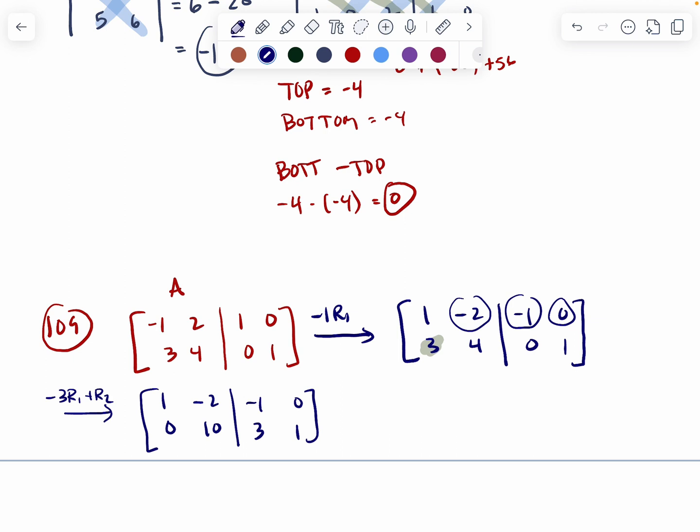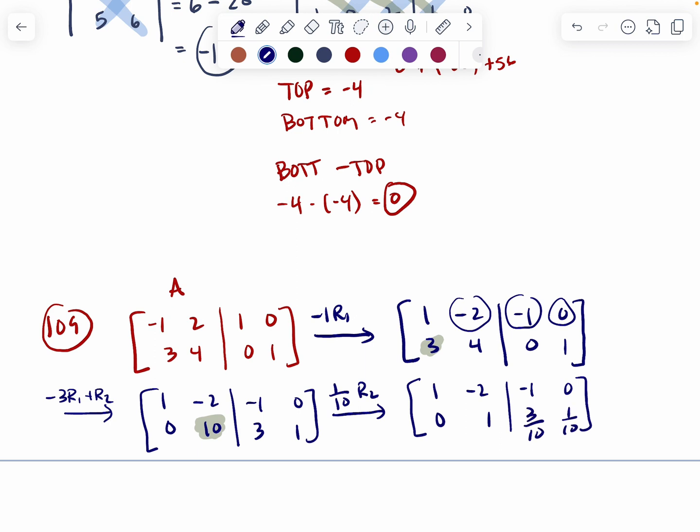Now the next one you want to make is this one. You need to make that a 1. So I'm going to multiply 1/10 times row 2. So 1, -2, -1, 0. Then I'm going to have 0, 1, 3/10, and 1/10.